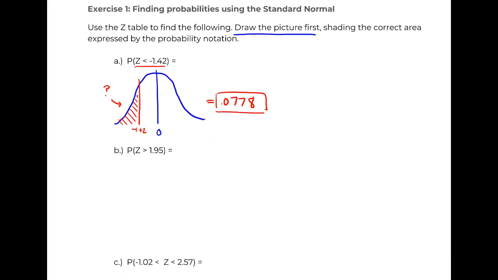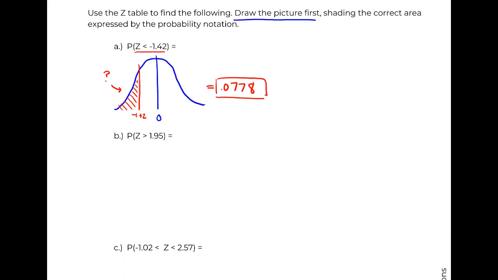All right, so what I would suggest is trying now, pause the video, draw out the next 2 curves and see if you can figure out how to use the table to get those values, and then come back and check your work.